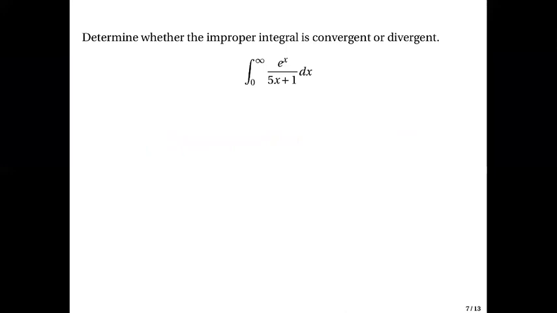So in here we have the integral. Determine whether the improper integral is convergent or divergent. We want the integral from 0 to plus infinity of e to the x over 5x plus 1 dx. What we're going to do is show that this improper integral is divergent, and our technique is similar to the comparison test.